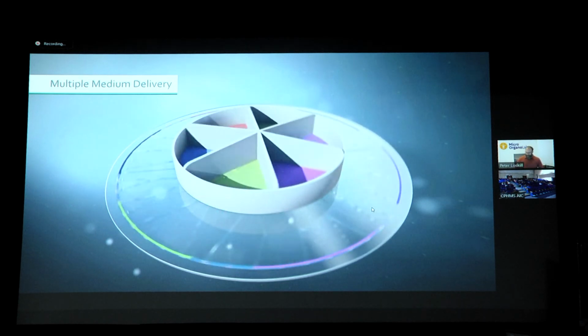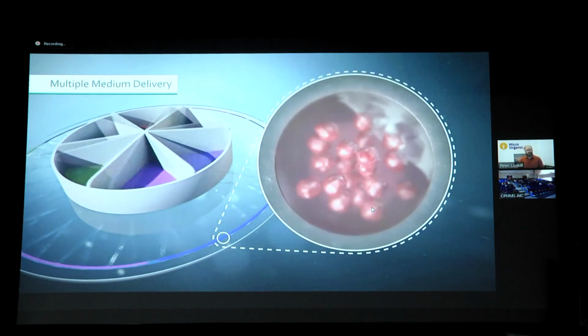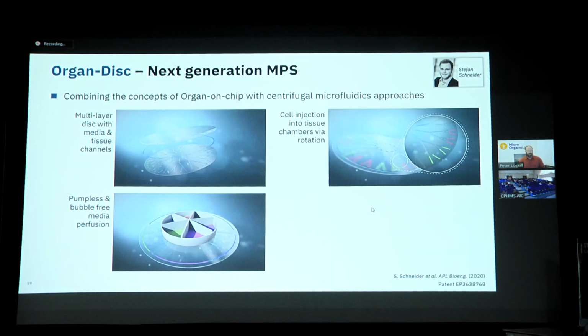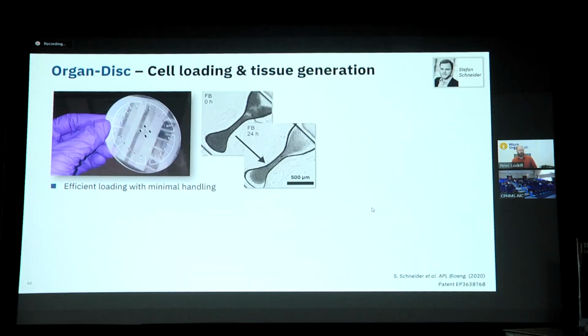Yeah, I'm almost done. So we can use a media reservoir in the center of the disc and waste reservoirs on the outside of the disc to then actually perfuse the system by rotation. I'm going to jump over that, because I want to show you how it looks. So this is how the cell loading works.